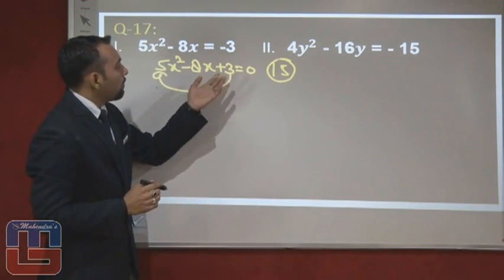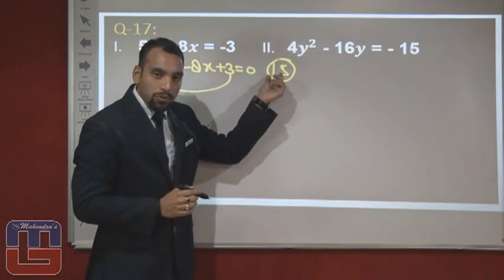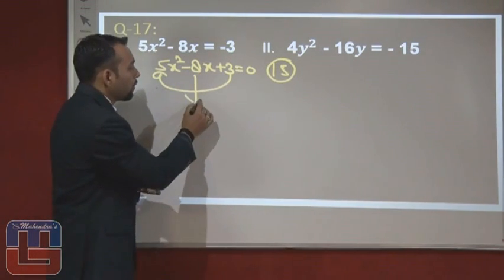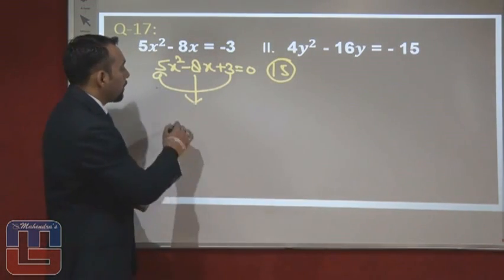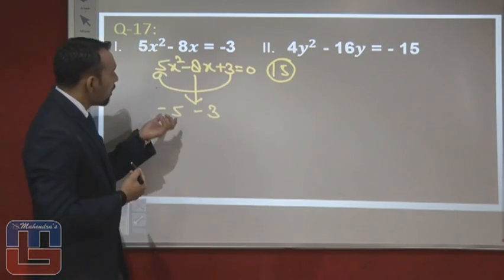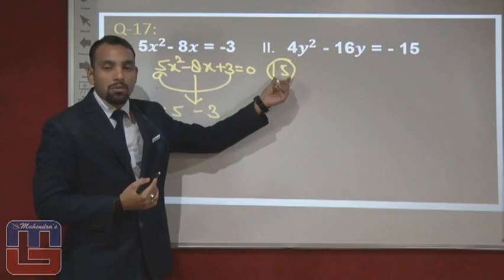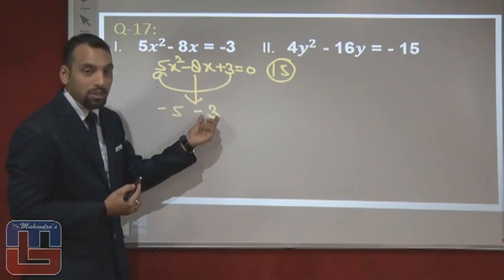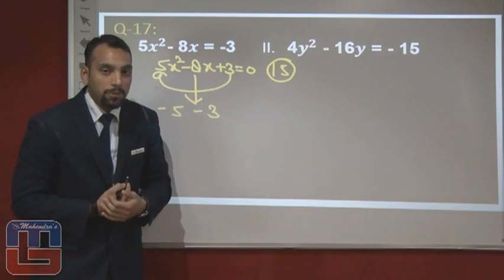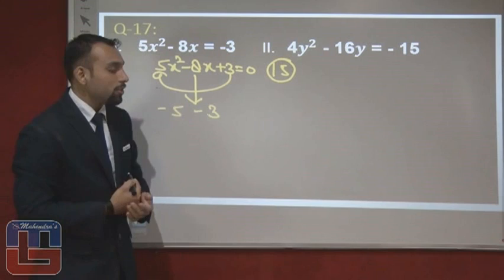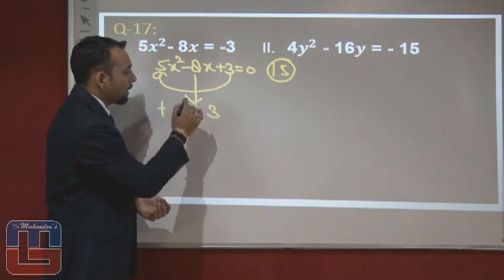Now see, 5 into 3 is equal to 15, but here the sign is negative, so we get the two numbers minus 5 and minus 3. Minus 5 minus 3 multiplied will be 15, and minus 5 minus 3 added will be 8. And you have to change the sign as well. This minus will become plus and this minus will become plus.